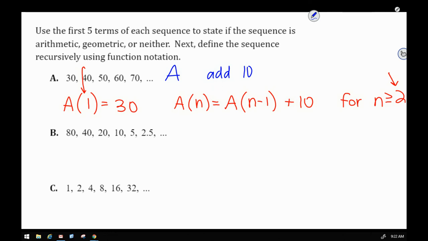Part B, what's happening between all of our terms of our sequence? Multiply by 1/2. So is it arithmetic, geometric, or neither? Geometric. We're multiplying by 1/2.